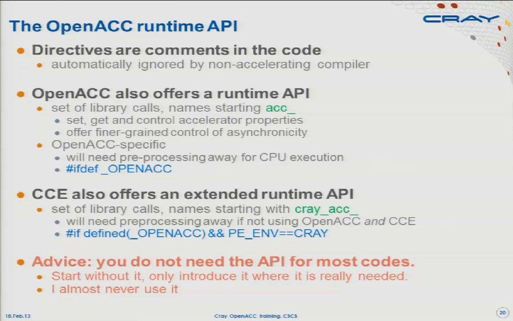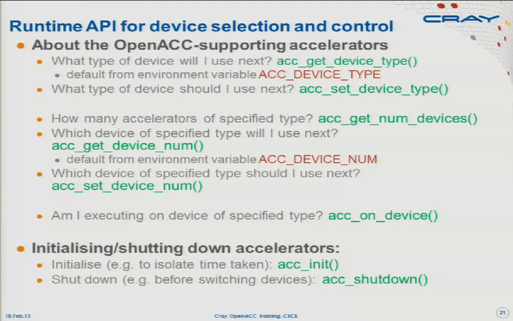And they give you some finer grained control. My advice here is that all the examples we've seen have not used the Runtime API. You don't need to use it in the first instance. The control that it gives you, in many cases, is replicated by directives. Or, if you're running on something like a Cray XK system, it's not relevant.